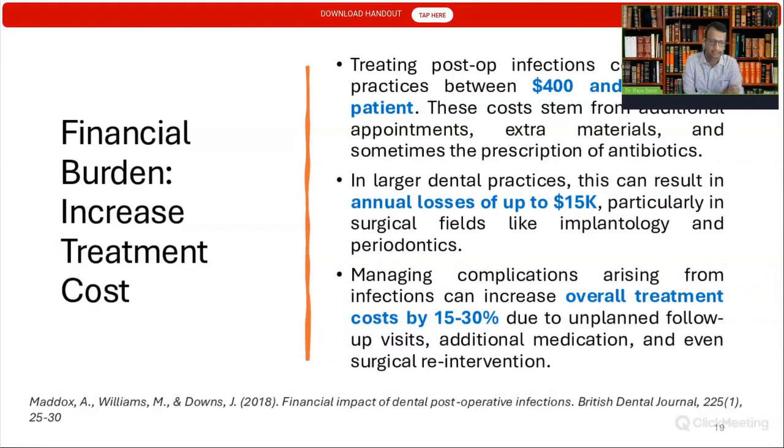There is a recent study by Maddox et al., and they mentioned how the financial impact of post-op infection affects the financial aspects of a dental office. It's a very good clinical read, and I highly recommend you read that article in detail.